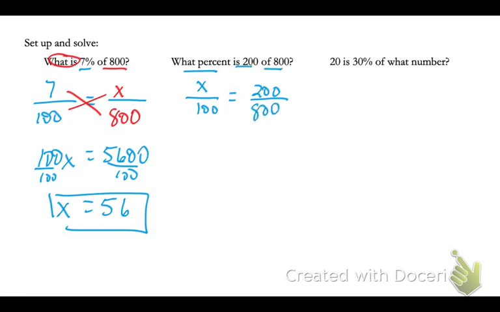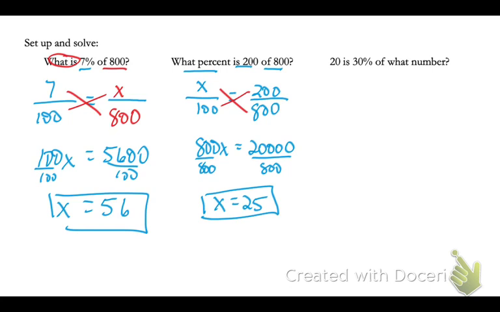800 is our whole. So let's cross multiply, and then we'll have 800 times x equals 20,000. So 100 times 200. Now we can just divide both sides by 800. So x equals 25. And actually this is 25%, so I should label that. And that's a quarter. And then I'm just looking and making sure my answer is reasonable. And yes, 200 is a quarter or a fourth of 800.